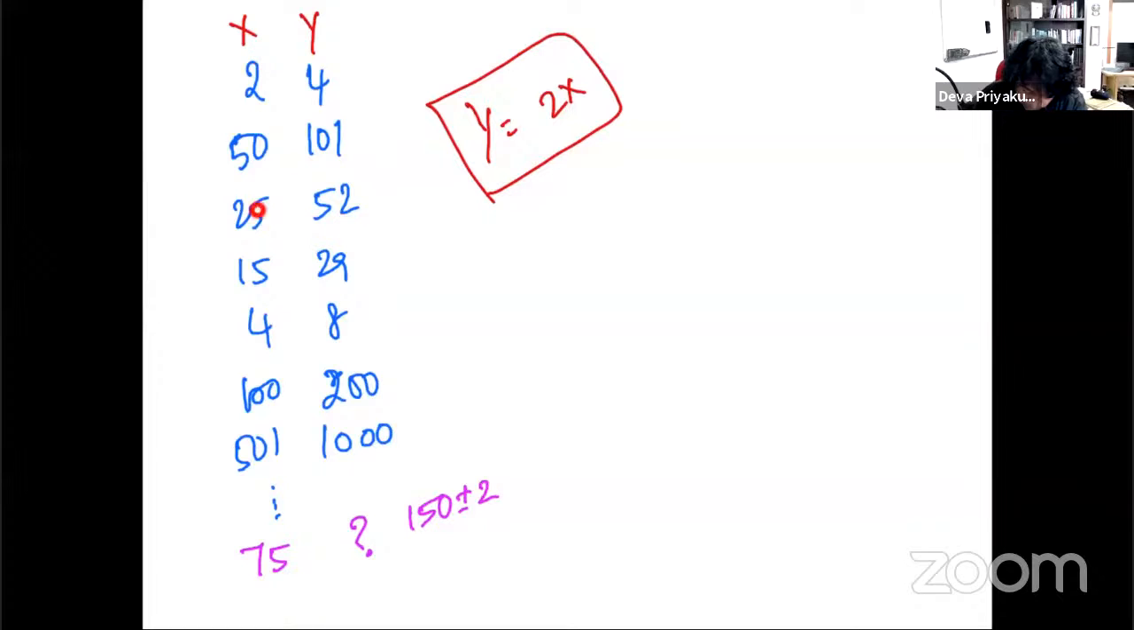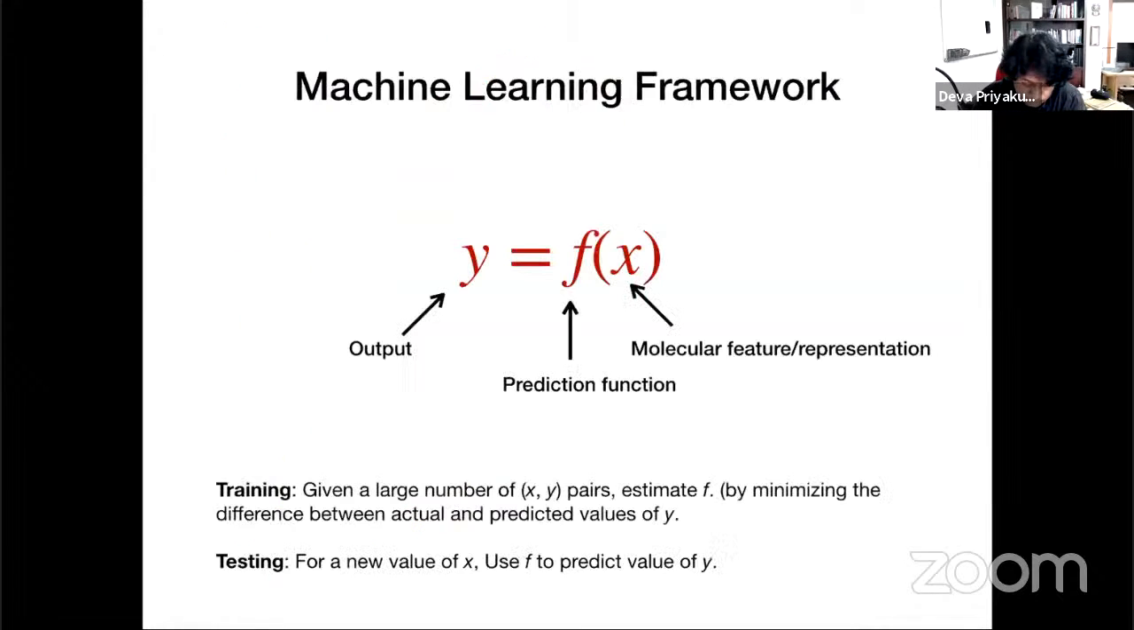I gave a series of X and the corresponding values of Y, and then we figured out what the function is. 2X is the function. That's what we want to predict. That is, in principle, the machine learning framework. Given a set of inputs and the corresponding outputs, the computer has to figure out the function that will take X and give you the corresponding Y.